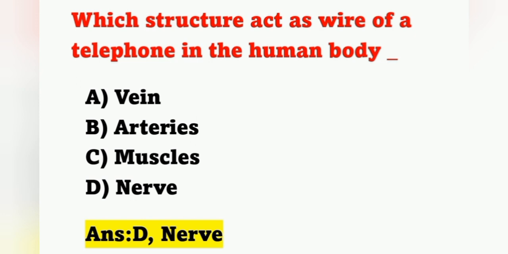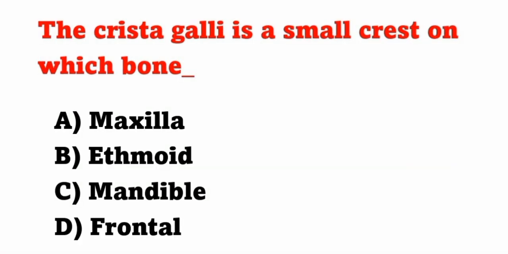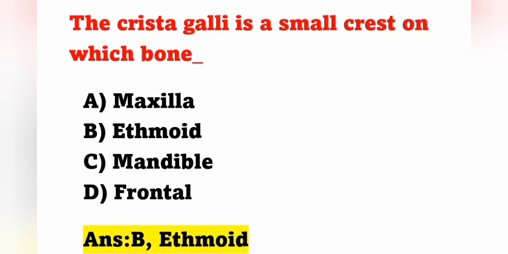And the next question, the crista galli is a small crest on which bone? Options: option A maxilla, option B ethmoid, option C mandible, option D frontal. Crista galli is a small crest which is present on the ethmoid bone.